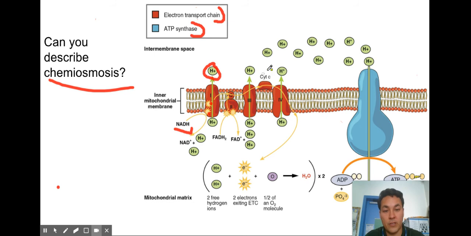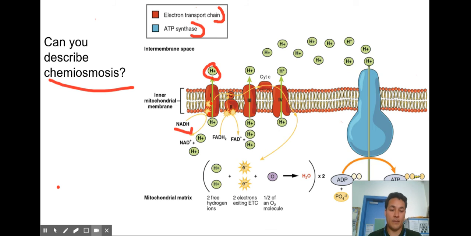But what if the river stops? Then the rotor stops, right? So you can look at this. If the H pluses are the same on each side, then the rotor is going to stop. So how do we keep this concentration gradient? We've got to get rid of the H pluses when they get in here. We also have to get rid of the electrons at the end of the chain.